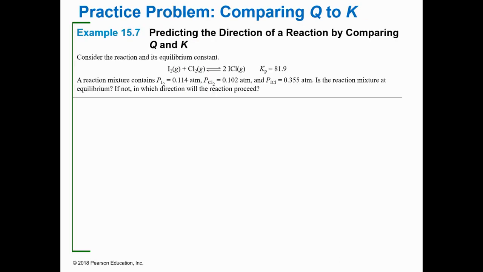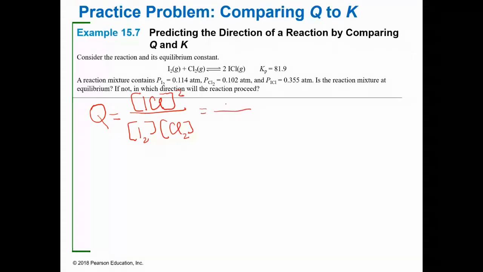All right, so here it gave us Kp, it gave us pressure values, and that's what it contains originally. Is it at equilibrium? So first we need to do Q. You always write the equilibrium expression. So I've got 0.355 squared with 0.114 at the bottom times 0.102 at the bottom.